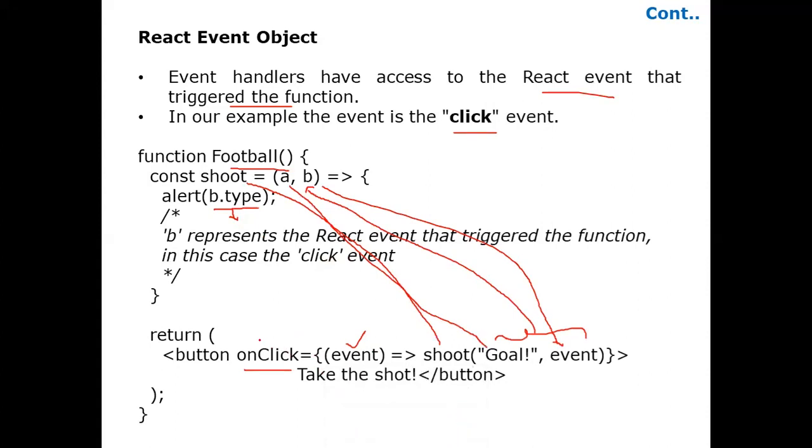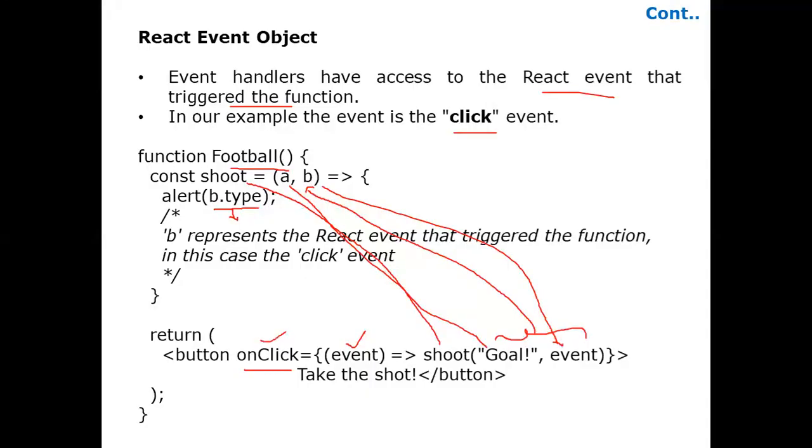So you are clicking with the mouse, onClick. Click is an event type; you have clicked it. To return that, we use this event function where we pass two parameters: one is the goal and the other is the event. To know the type of the event, we use b.type.